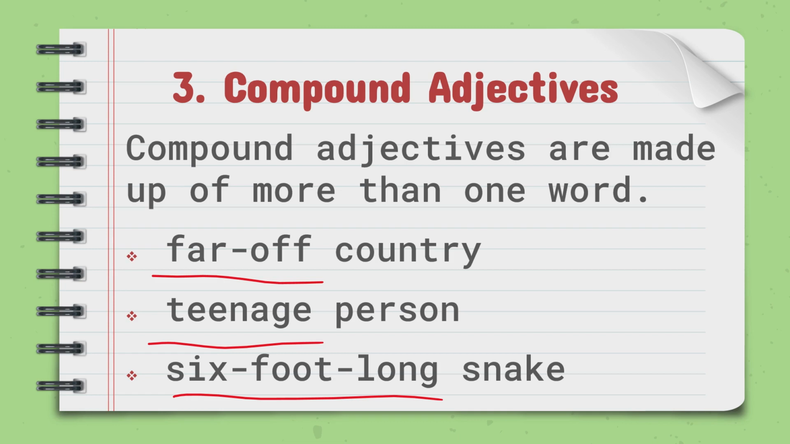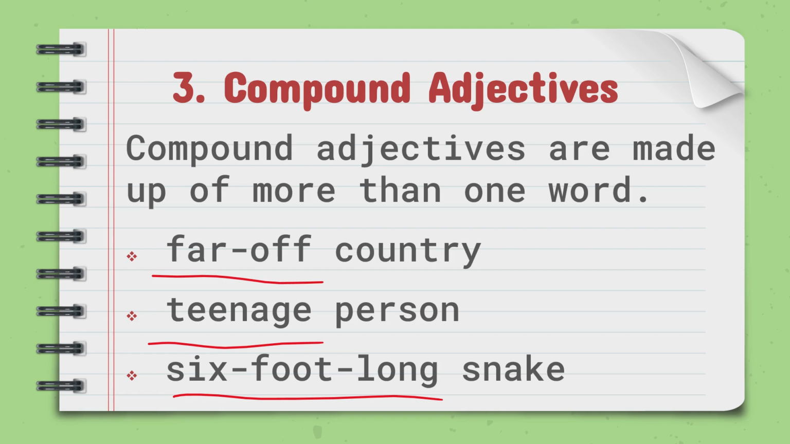Lastly, we have 6 foot long snake. So snake is noun. Snake is 6 foot long. So this word, 6 foot long, it is compound adjective. It describes the length of the snake.